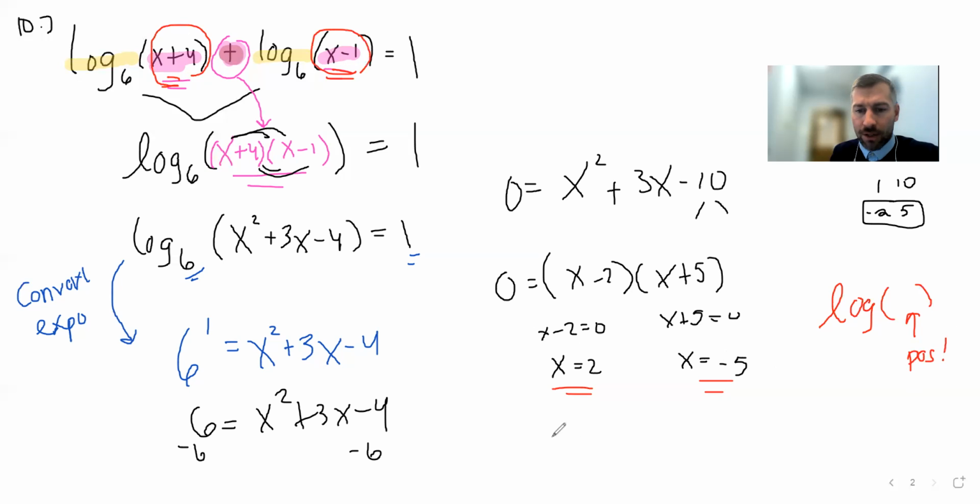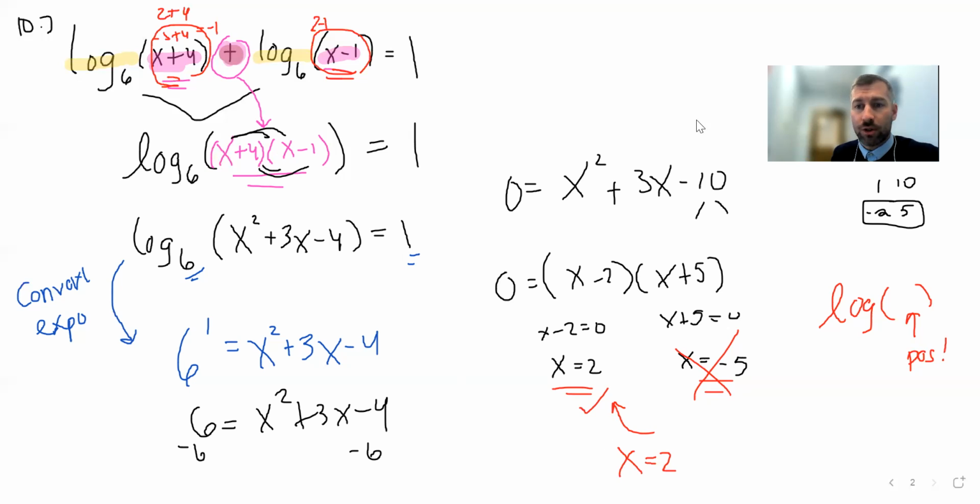Let's see. If I plug in 2 to each one of these, that gives me a positive. That gives me a positive. 2 is good. What about negative 5? If I plug in negative 5, what's that give me? That gives me a negative 1. That's not good. So negative 5 is extraneous. 2 is the only solution here. So you could have done all of this work, but if you don't check, you're still going to get it wrong. You've got to check for negative logs. You've got to check for extraneous solutions.